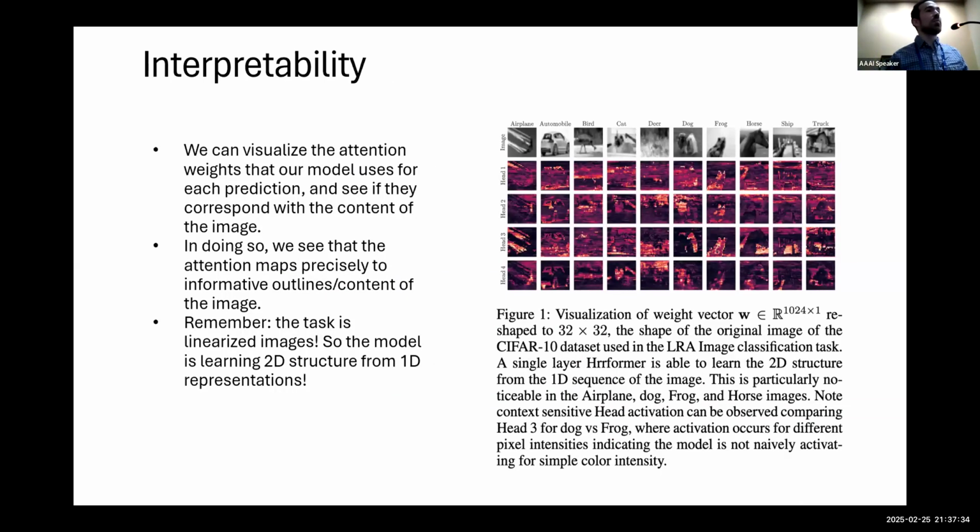We can take our softmax attention scores and visualize them to see what's going on. One of the tasks is to do CIFAR classification by seeing the pixels one at a time. And when we visualize our softmax attention, we see that the network is successfully learning the 2D structure from a 1D sequence of pixels, which gives us further confidence that our weird approach is actually learning to do something pretty cool and useful.